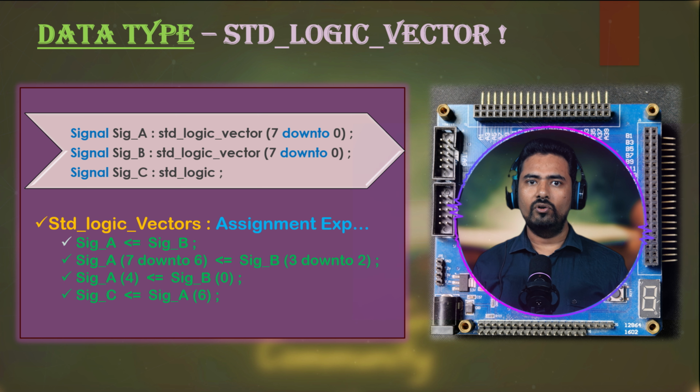Now continuing with the vector slice assignment, the third row showcases assigning a single bit. Like here, bit 0 from signal B is assigned to bit 4 of signal A. This allows you to insert a single data bit into a specific location within your multi-bit signal. In the fourth row, we assign bit number 6 of signal A to the logical signal C.